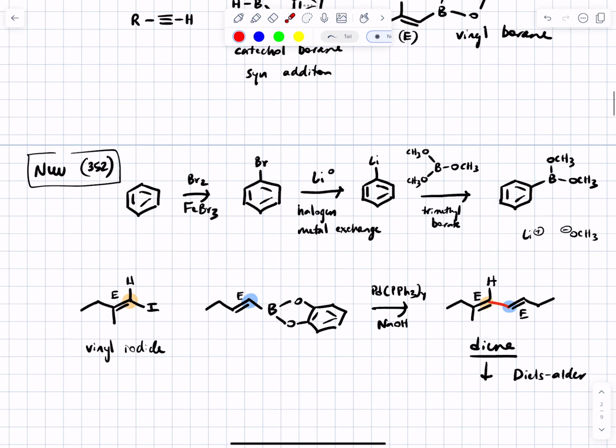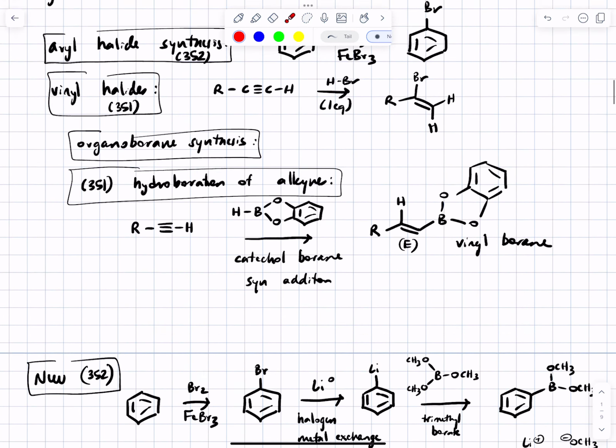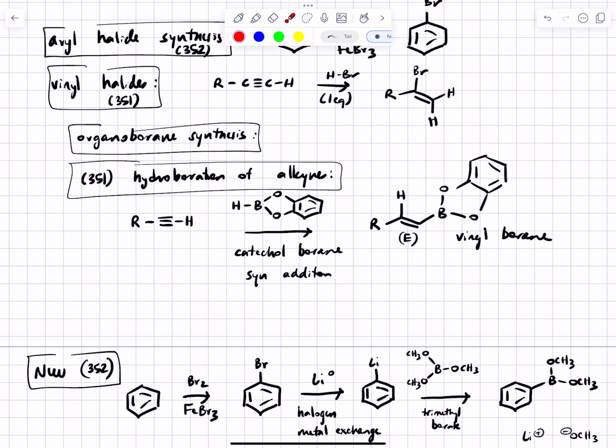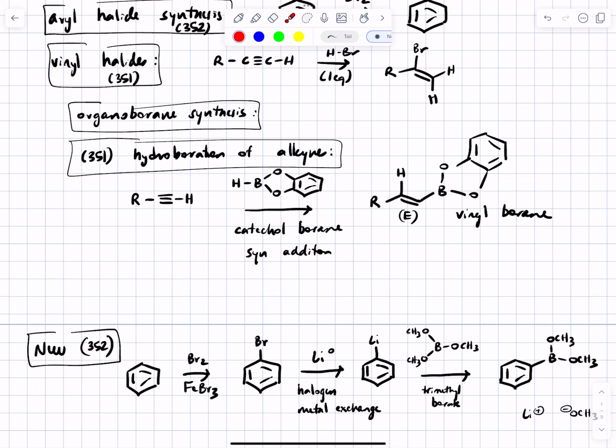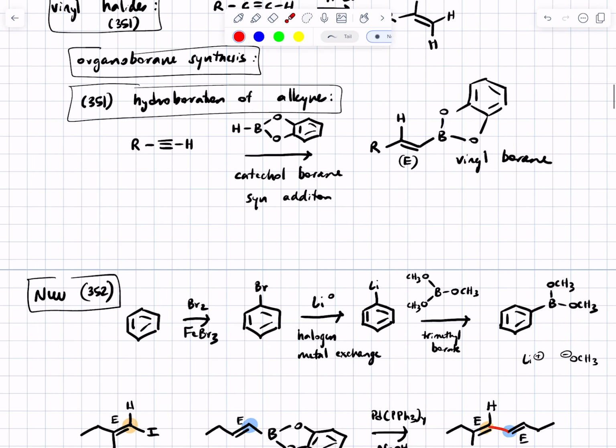Making organoboranes. One strategy is hydroboration of alkynes. That's a 351 reaction. Because hydroboration is a syn addition of boron and hydrogen, you're sort of limited in stereochemistry. The boron is always going to be trans to the R group. Your text doesn't really solve the problem. What if you want the Z vinyl borane? Though I think that's a solved problem. Your text just doesn't present it. You're not responsible for it.